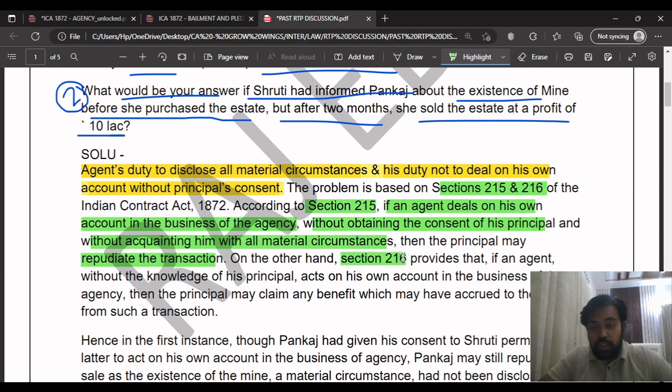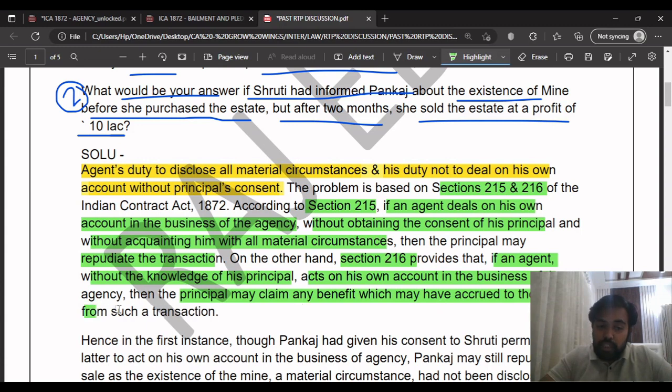Next, Section 216. What does Section 216 say? I told you. If an agent, without the knowledge of his principal, acts on his own account in the business of the agency, then the principal may claim any benefit which may have accrued to the agent from such transaction.